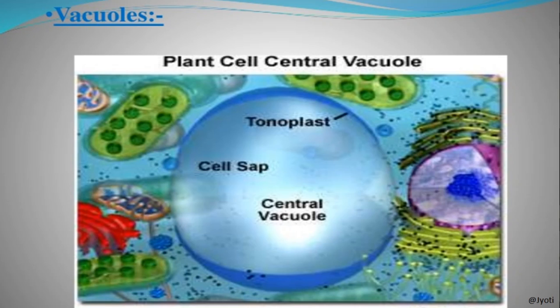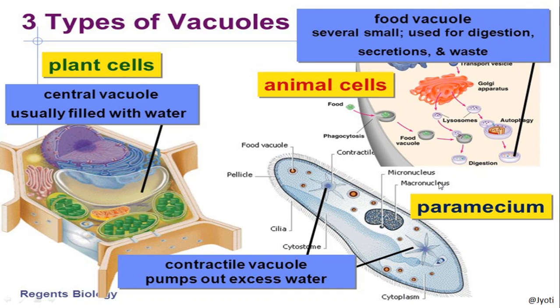So here in the plant cell, a big central vacuole is present. That vacuole is filled with cell sap. The membrane of the vacuole is called tonoplast, very important. And here you can see that the vacuole occupies most of the cell, so the nucleus is pushed to one corner of the cell.